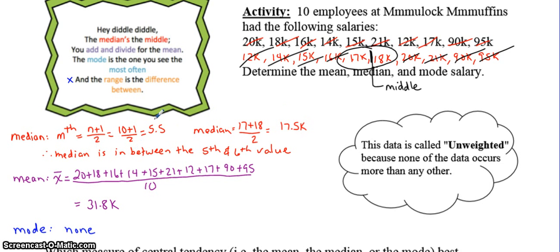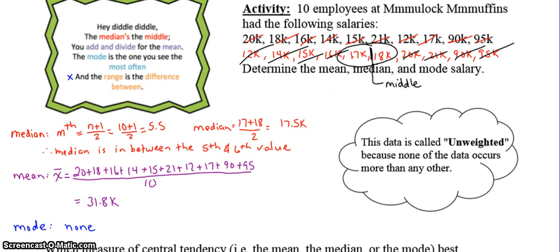So you don't have to do it this way, but this can save you from doing the scratch one from the bottom, scratch one from the top, and then keep narrowing yourself down until you get to the middle. If this worked out to exactly 5, then the median would be the 5th value. If you get a decimal here, it means your median is in between two values. This type of question that you would have done in grade 8 deals with data that is called unweighted, which just basically means there's no mode, none of the values occurs more than any other.